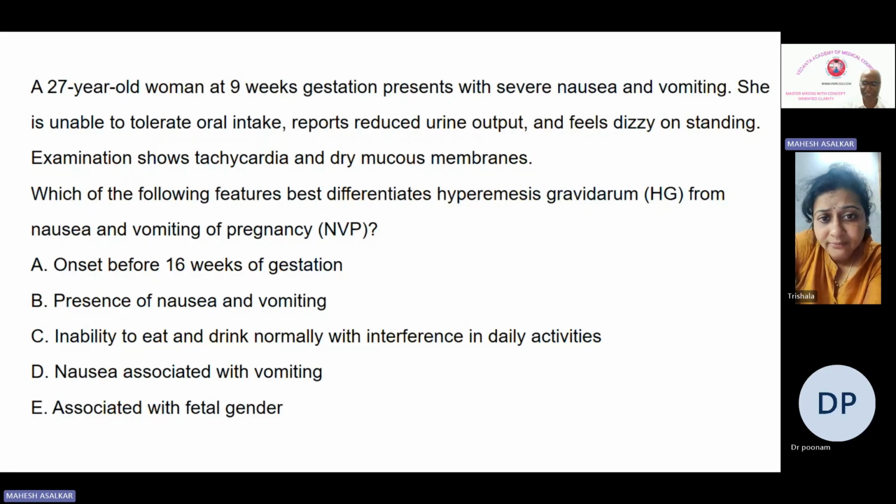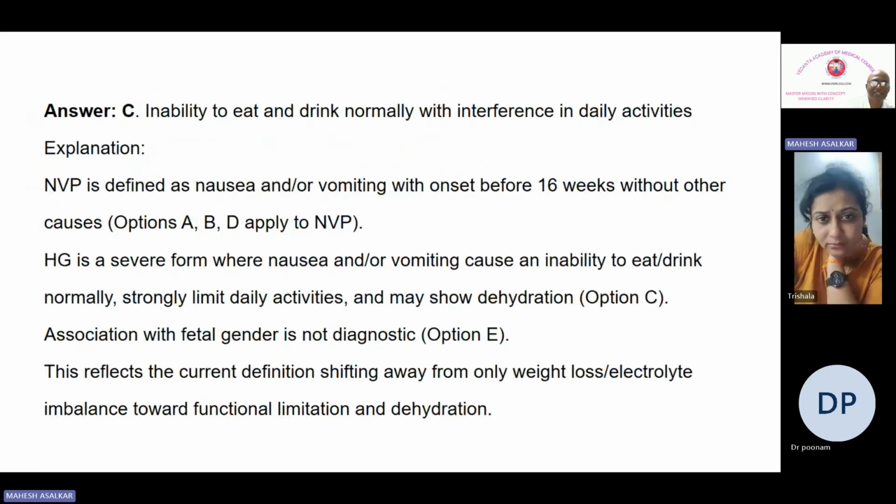Actually, in my lecture, I told you that the older definition was not dependent on quality of life, but this new guideline is very much dependent on quality of life. That is why inability to eat and drink normally, with interference in daily activities, is the correct answer. Okay.